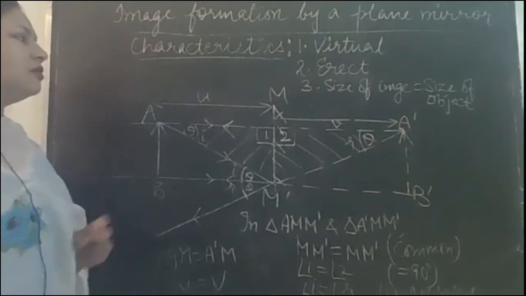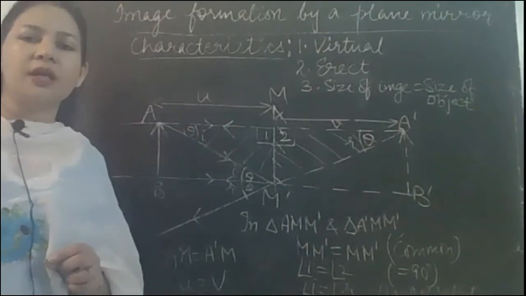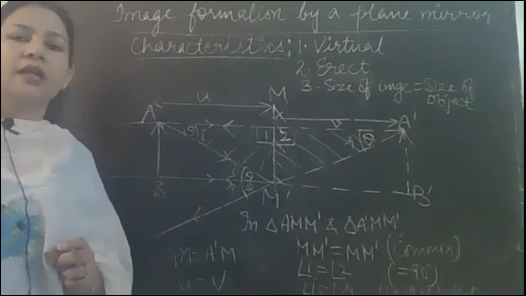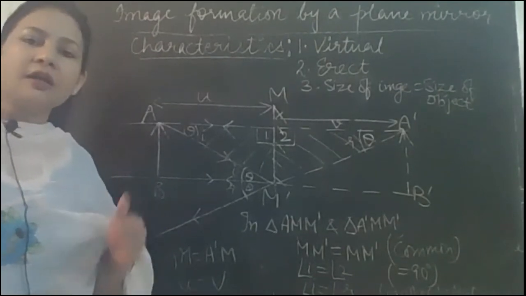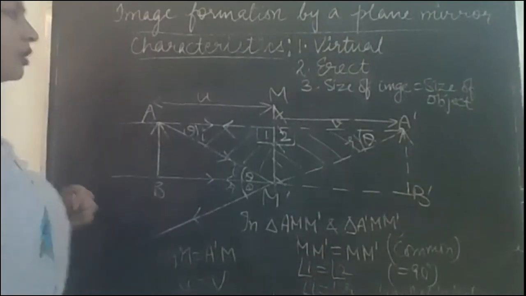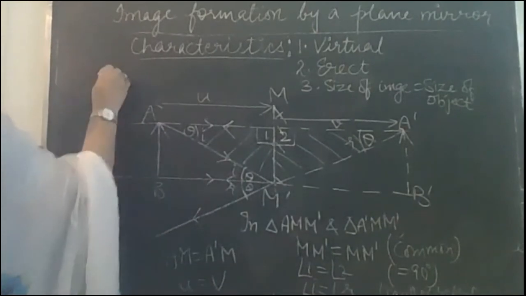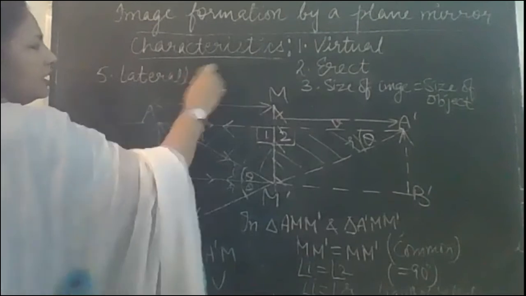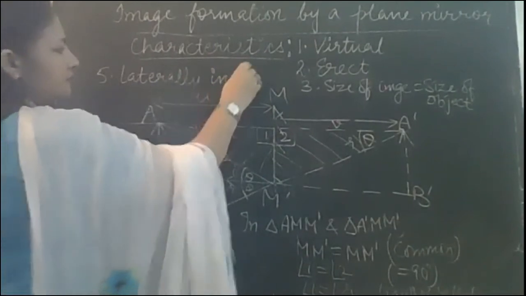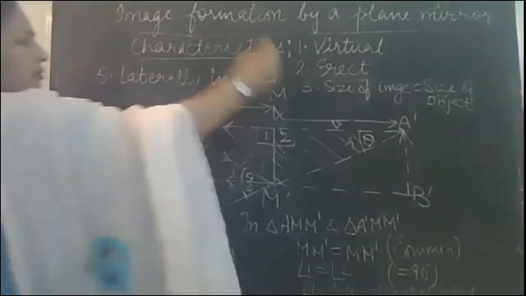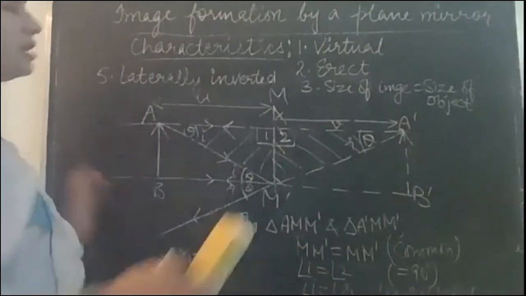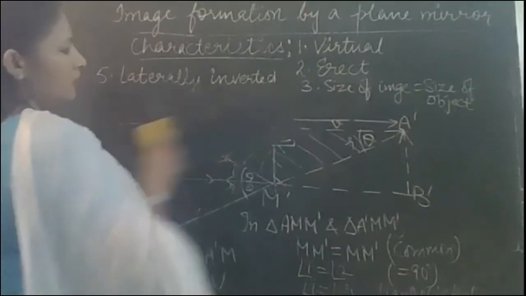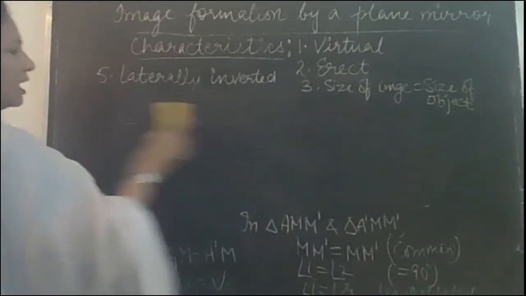Okay. Now next property, last property of plane mirror is that image formed is laterally inverted. Okay, we use this word. Fifth characteristic is the image formed is laterally inverted. What does that mean? What is lateral inversion? Let us study about that.